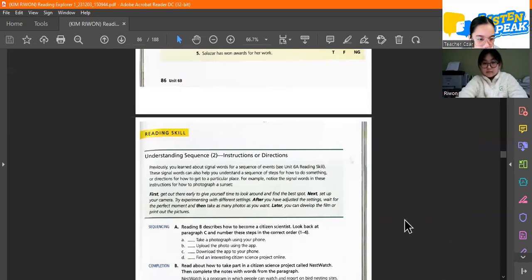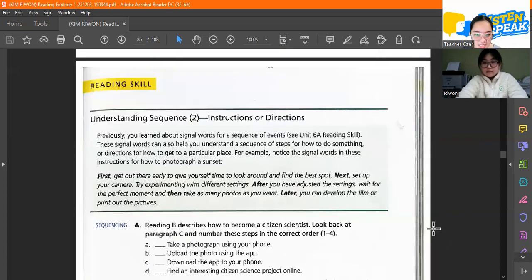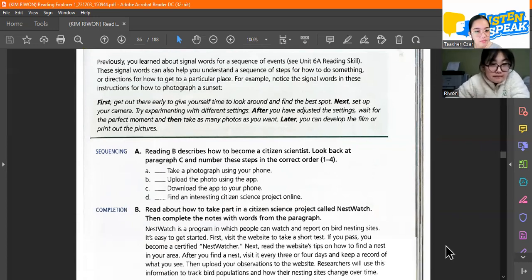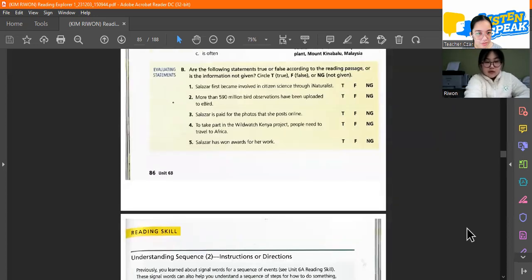So now let's try to have the reading skill. In this one, we will have the sequencing again. So let's start with this one. Letter A. Reading B describes how to become a citizen scientist. Look back at paragraph C and number these steps in the correct order. Okay, let's have the paragraph C here.